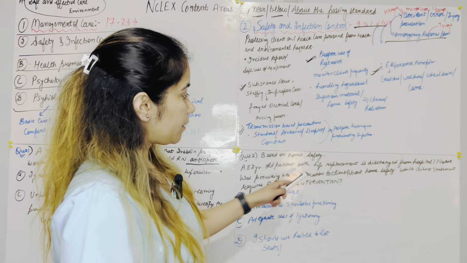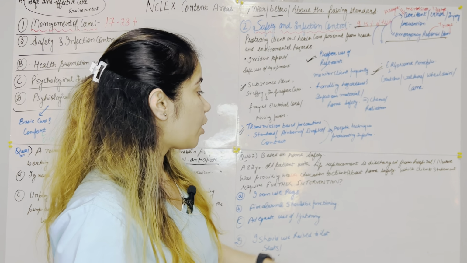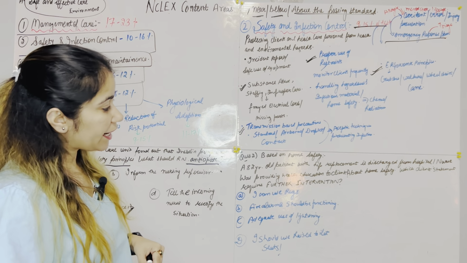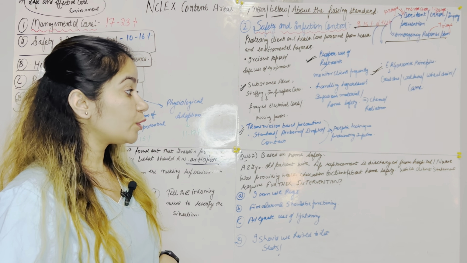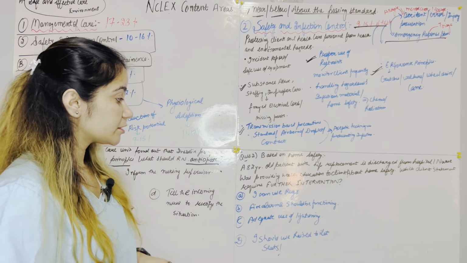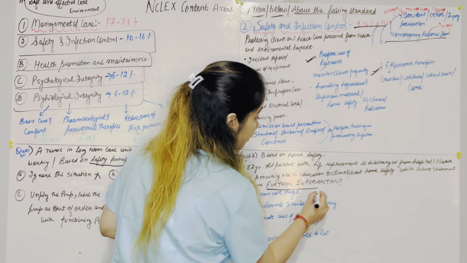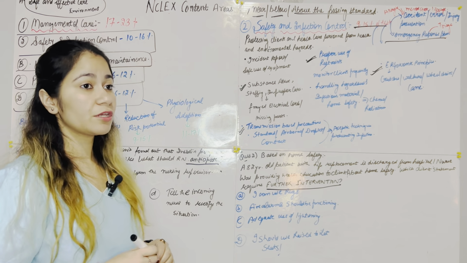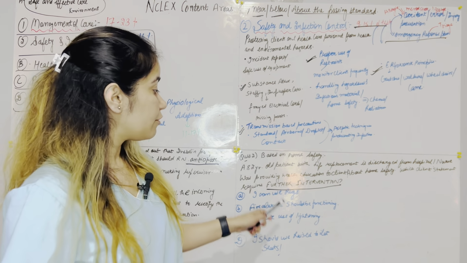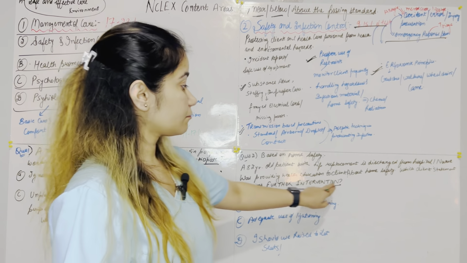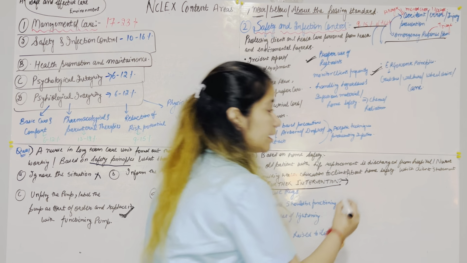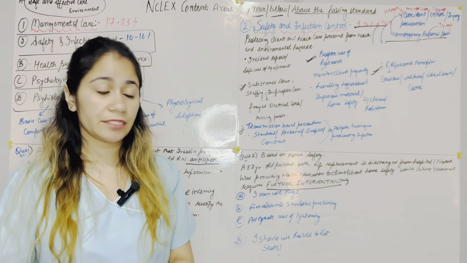An 82-year-old patient with hip replacement is discharged from the hospital. The nurse was providing health education to the client about home safety. Which client statement requires further intervention? So from here, guys, you have to clear your mind. Further intervention means that something is wrong and we have to correct it.